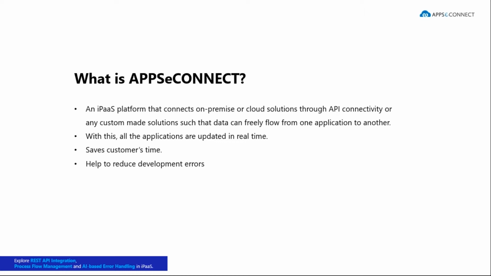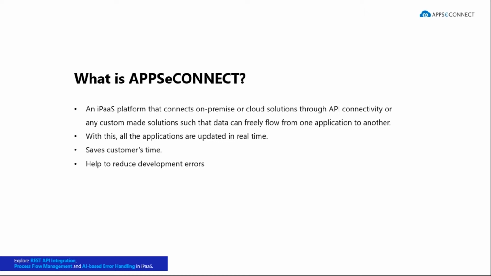An integration platform is responsible to fetch data from application one. Say it fetches leads from Salesforce and then updates the SAP ERP system. The main motive is to avoid human intervention to make the data available to all backend systems or all other applications that require this lead information in real time. Okay, so that is what an iPaaS platform is in brief. But what does AppSeConnect do here?